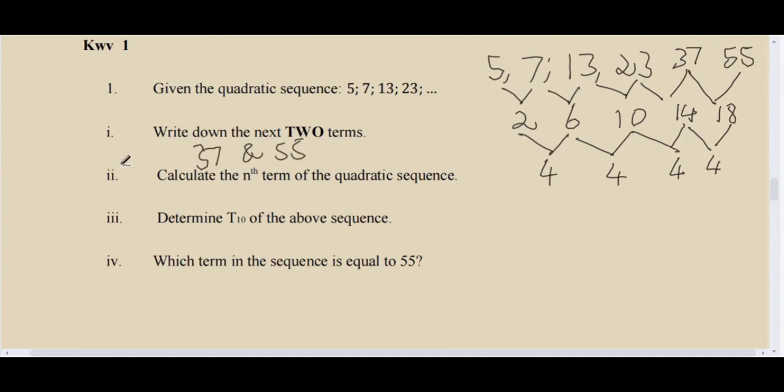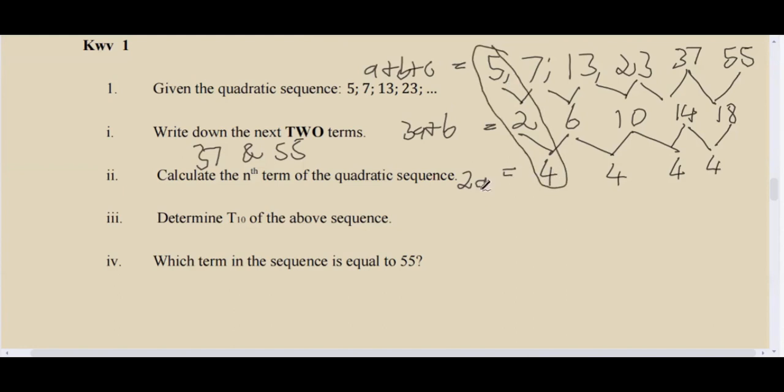Then number 2 says calculate the nth term of the quadratic sequence. Now that you have all this, we know that to calculate the nth term of the quadratic sequence, we need to equate the second difference to 2a, and then equate the first difference to 3a plus b, and then the first term of the quadratic sequence to a plus b plus c. Now we're going to choose this first branch here in order to do all that.